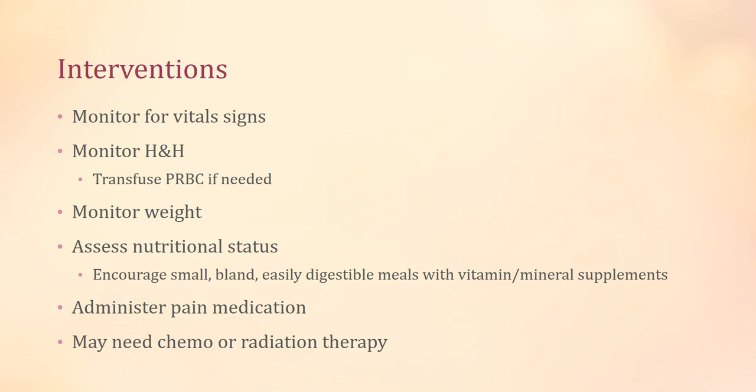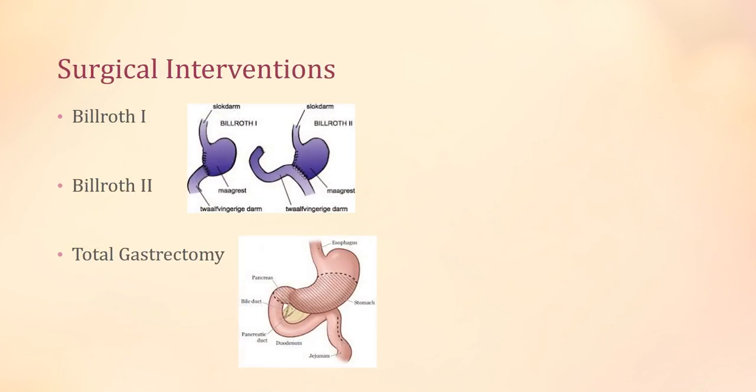You're also going to administer pain medication based on the fact that they're going to have the abdominal or the gastric pain, and it may need chemo or radiation therapy. Essentially, you're either going to remove it by surgically removing it, or you're going to try chemo or radiation therapy to get that out of there. As far as surgical interventions, they're going to do a Billroth 1. They can also do a Billroth 2, and then a total gastrectomy, which is removing the stomach altogether.